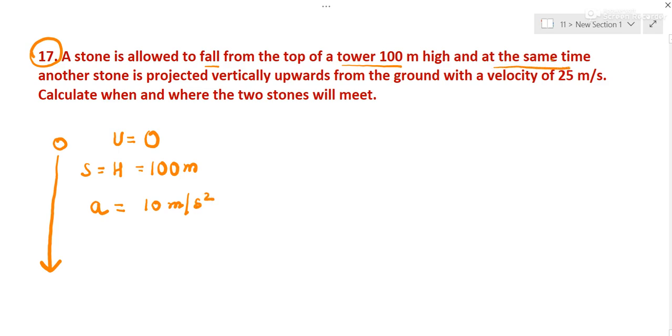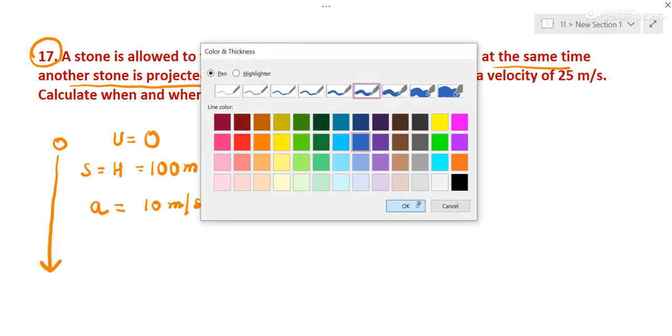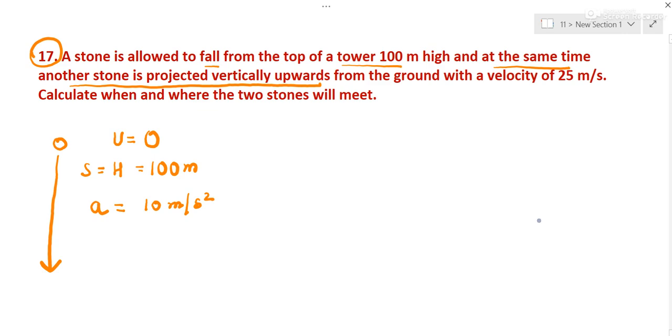At the same time, another stone is projected vertically upwards. So at the same time, one stone is thrown up. So what is 0 here? V. V is 0 for the second stone. This is the initial velocity of the second stone.